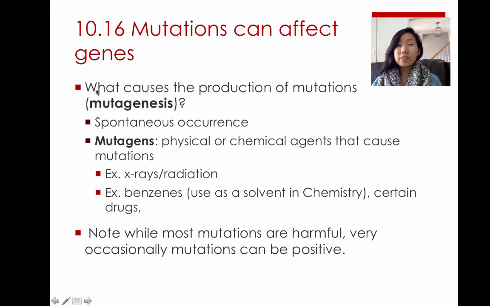So for example, physical mutagens are X-rays and radiation. That's why if you sit out in the sun too long, you increase your risk of skin cancer, because that UV light and the radiation can mutate your DNA. Also, chemical agents examples would be like benzene. Benzene is a really common solvent in chemistry. So if you go off to become a major in chemistry, you might be using benzenes, and you should just be careful because that can actually mutate your DNA.